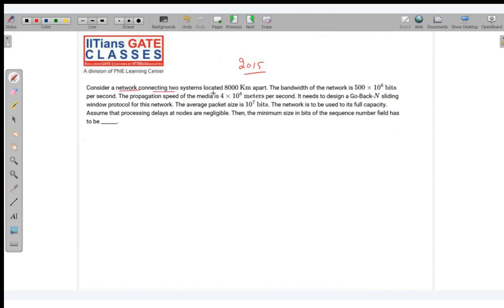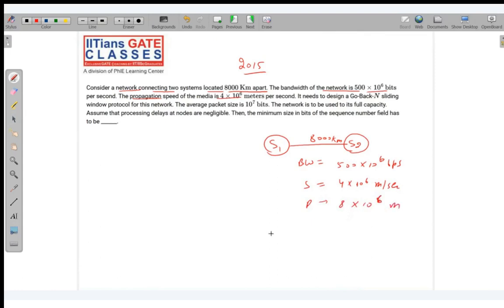Consider a network connecting two systems located 8,000 kilometers apart. So station 1, station 2, they are 8,000 kilometers apart. The bandwidth is given as 500 into 10 to the power 6 bps, bits per second. The propagation speed is given as 4 into 10 to the power 6 meters per second. So immediately you change the distance to 8 into 10 to the power 6 meters. 8,000 kilometers is 8 into 10 to the power 6 meters.